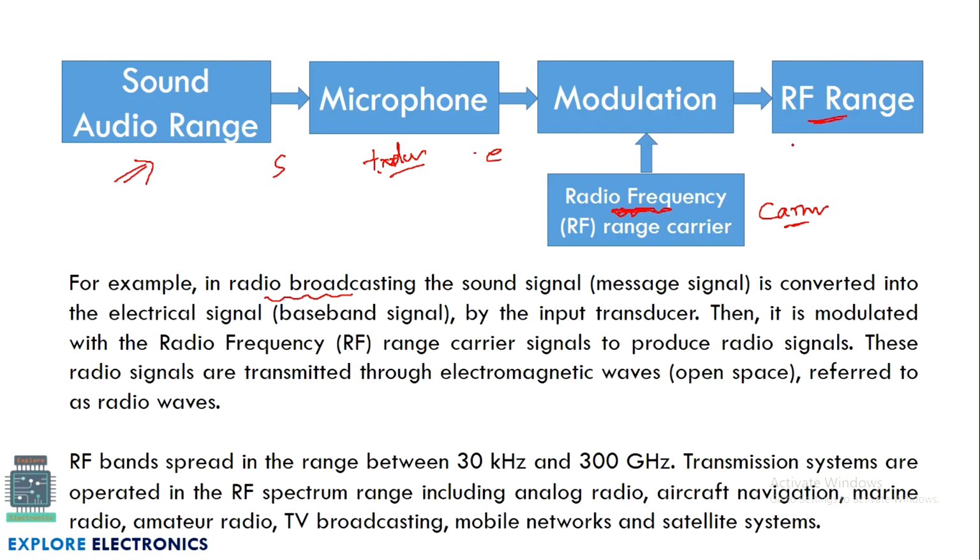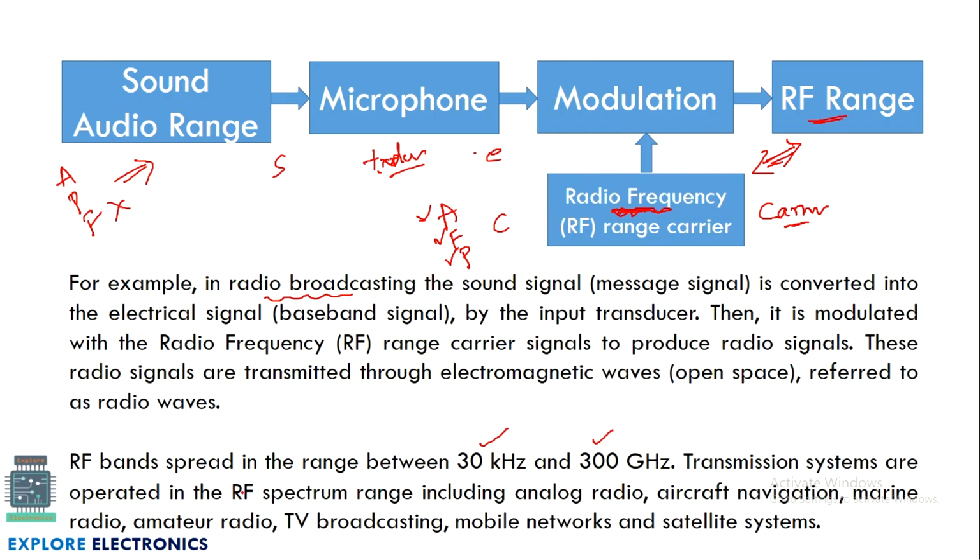Whatever the carrier frequency is, the modulated signal frequency will be with respect to the carrier, not with respect to the baseband. The amplitude, phase as well as frequency of the baseband signal are not going to be varied. We are going to vary the carrier amplitude, carrier frequency, or carrier phase. Any of these three can be varied, only one, not all three. The RF spectrum will be in the range of 30 kHz to 300 GHz.